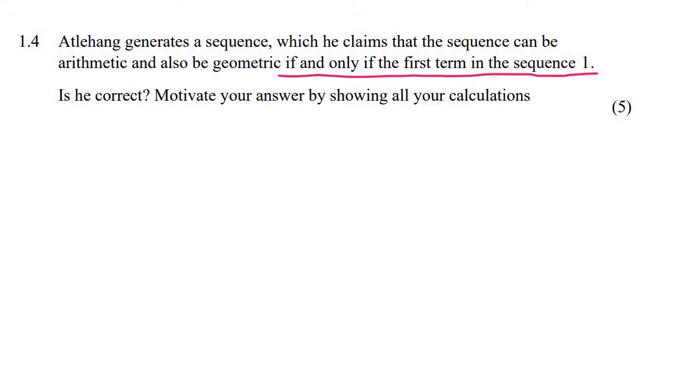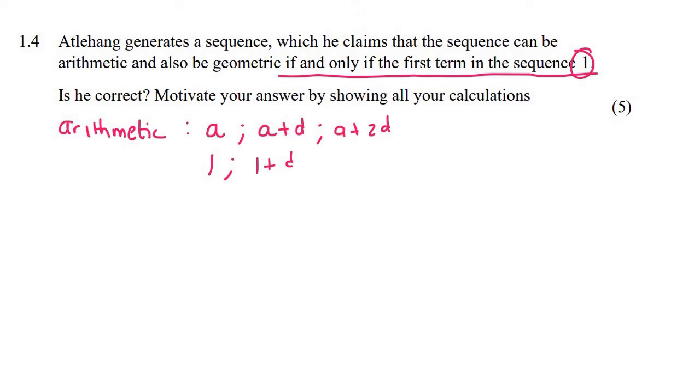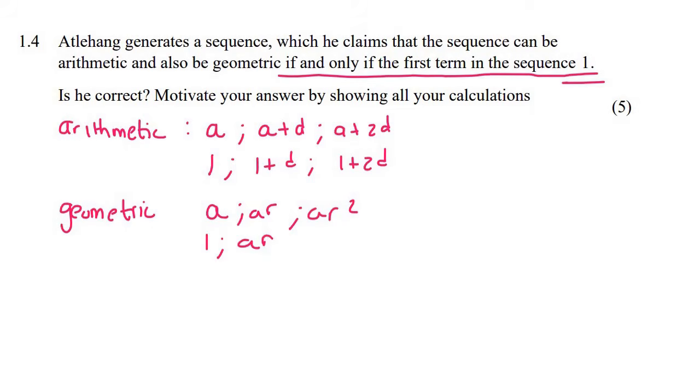Now the memo goes on to say that he is correct, because if the first term is 1, then you would do this. First of all, for arithmetic, we know that the first term is A. Then the second term is A plus D, and then the third term would be A plus 2D. So if the first term is 1, then they're saying 1, 1 plus D, and 1 plus 2D. Then for geometric, it goes A, and then AR for term 2, and then AR squared for term 3. Now, if the first term is 1, then that'll be 1, R, and R squared.